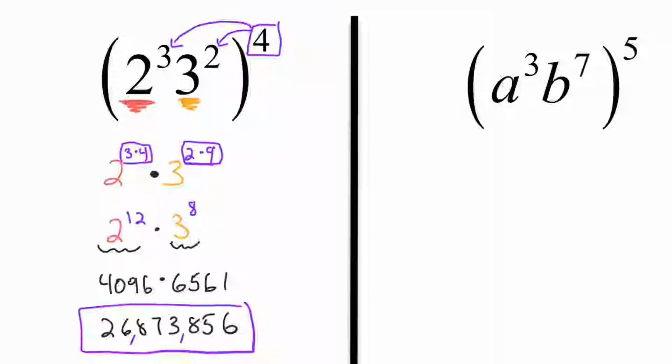Now the next one, I'm going to do the same process. I'm going to use property number 3. So I do have the product of a cubed times b to the 7th power. So I am multiplying, and I'm going to multiply this exponent outside.